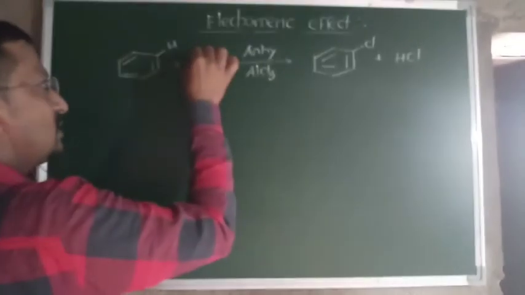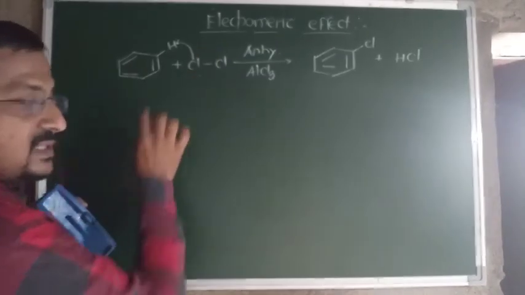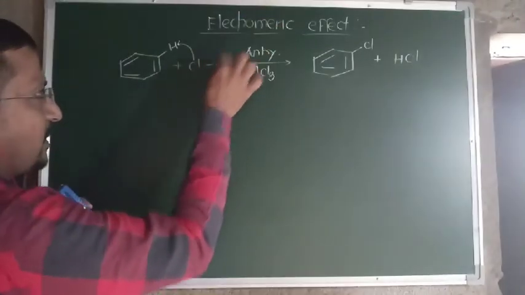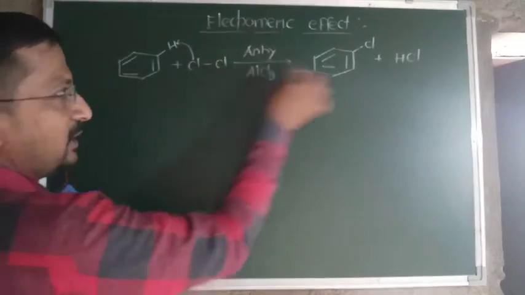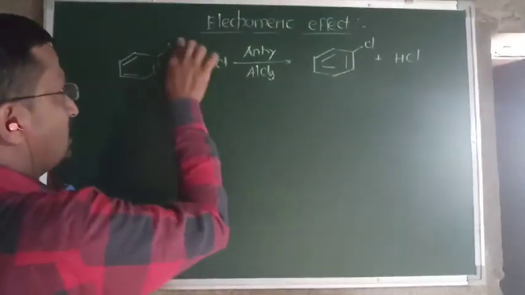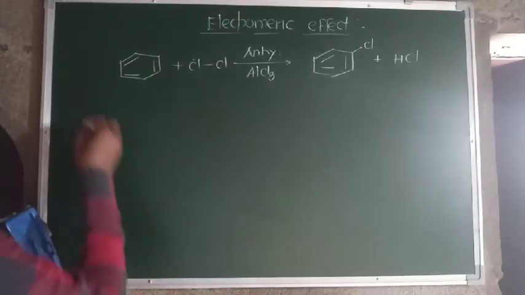Why is it a substitution reaction? Because here H is there. So in this chlorine-chlorine, this chlorine is replaced. This chlorine comes here instead of hydrogen, and hydrogen goes away with the other chlorine. So the position of hydrogen is taken by chlorine. That's why it is a substitution type of reaction. Now the same can be explained with the help of a mechanism.